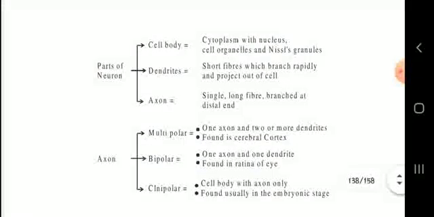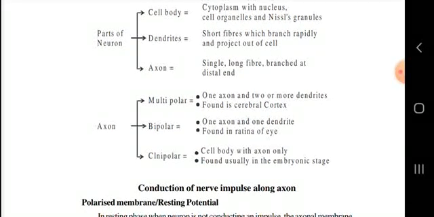Next, parts of a neuron. A neuron has a cell body, cytoplasm with nucleus, dendrites, short fibers which branch rapidly and project out of the cell, and an axon, a single long fiber branched at the distal end. Neurons have three types: multipolar, bipolar and unipolar. In multipolar, there is one axon and two or more dendrites. In bipolar, one axon and one dendrite. In unipolar, the cell body with an axon only is found.